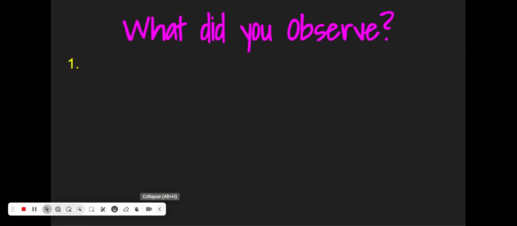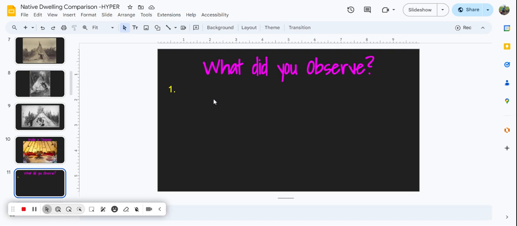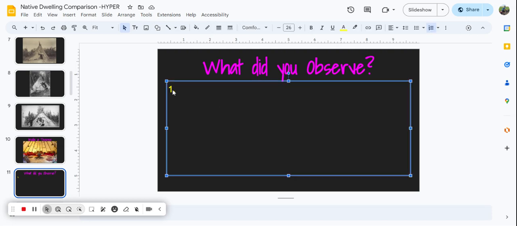So now I have a spot where I can write down what I observe. In order to write down what you observe, you'll just click and type your answer right after here. So you'll put down your response. That was for the teepee. Make sure that you're writing in complete sentences. So I would say I observed that, and then I put down whatever it is that I saw.